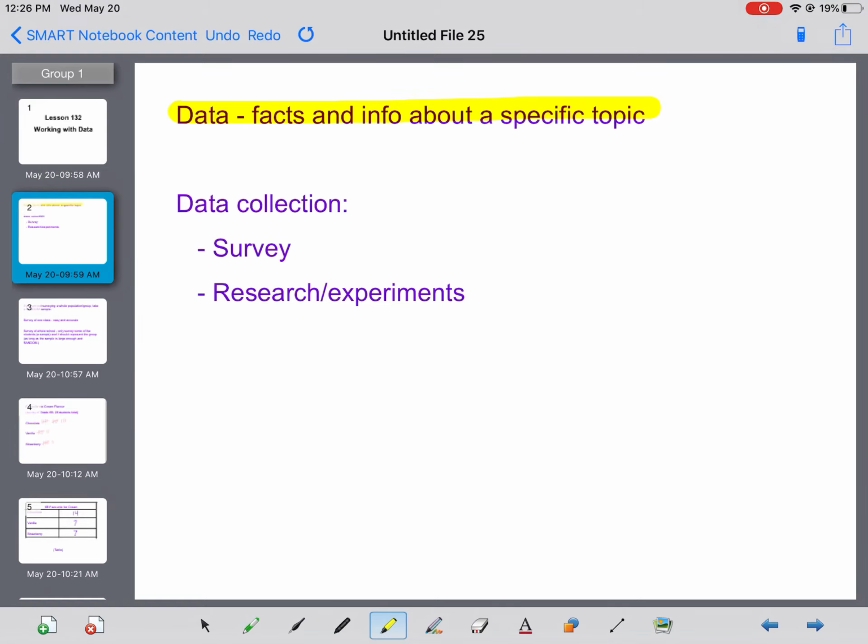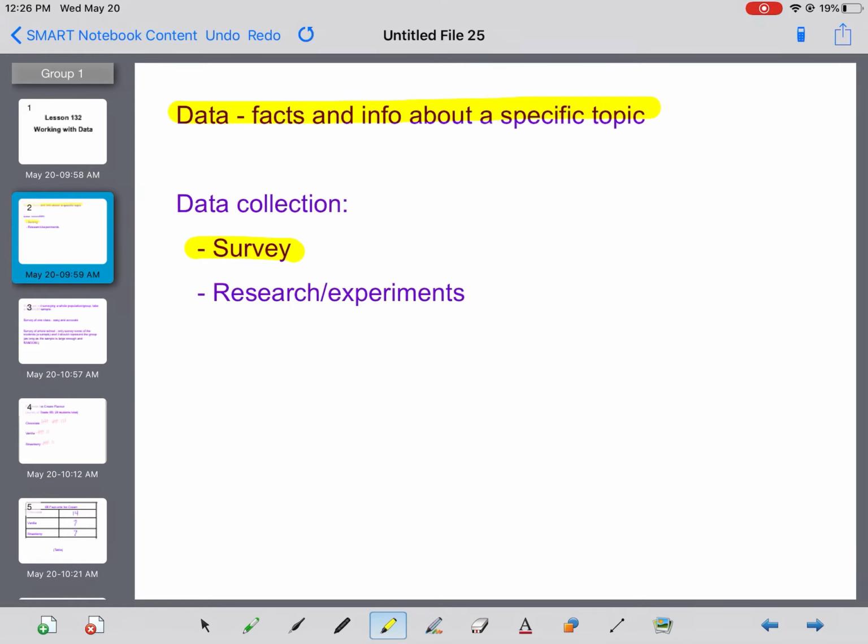And data is collected in two main ways. The first way is by a survey. And a survey is just a series of questions that you would ask to people. And I actually gave you a survey, I think it was last week, a little how's it going survey. And you had to answer questions like, on a scale of 1 to 5, how are you liking learning from home? Or about how long does it take you to complete your daily checklist.